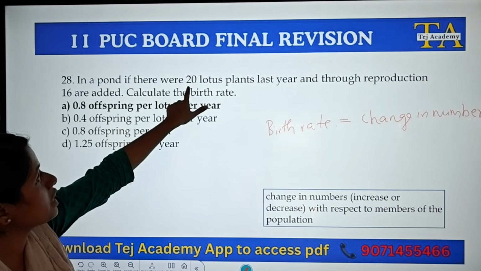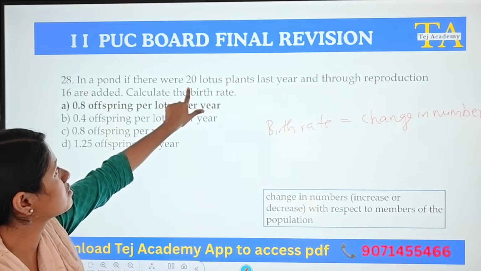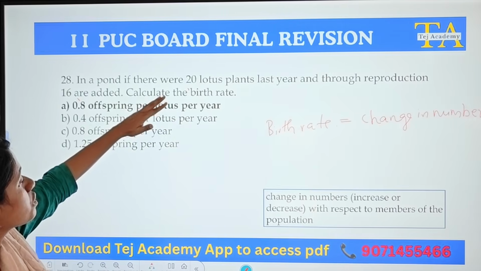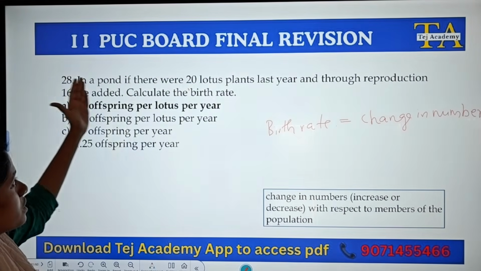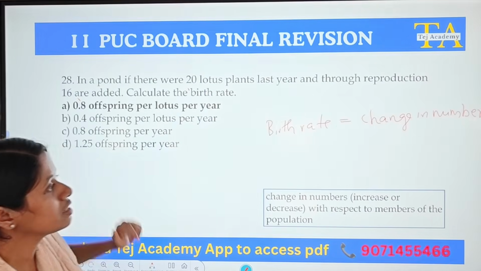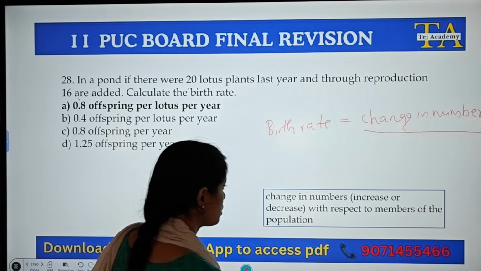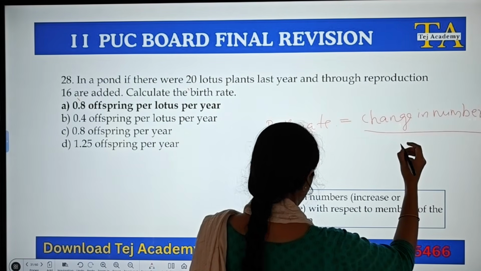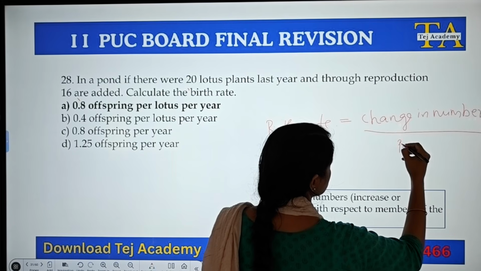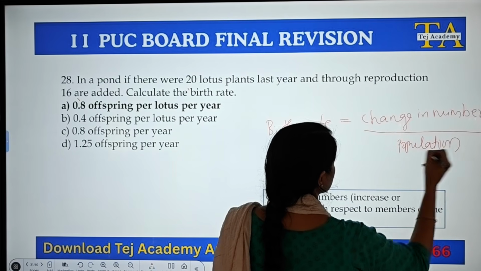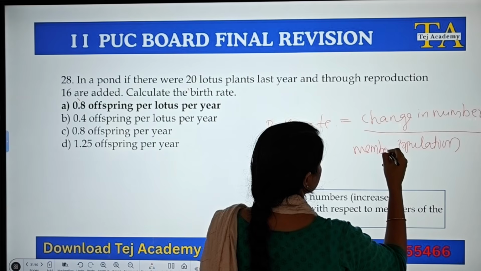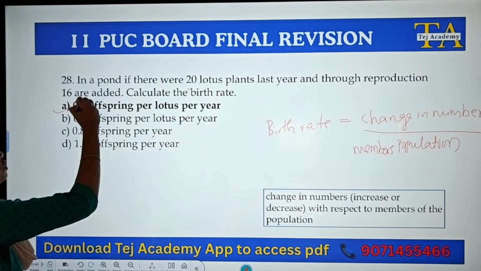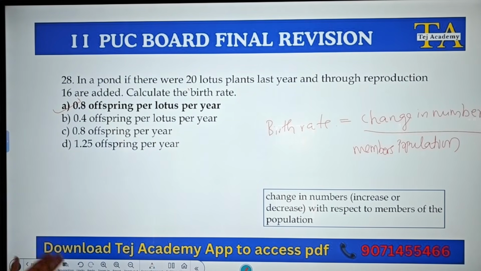Here, last year there were 20 lotus. That means this year there are 36 lotus. So the difference between 36 minus 20 is 16. Okay. So it is the change in number of members with respect to the number of individuals or members of the population. So the answer is 16 divided by 20, and that is 0.8 offspring per lotus per year.